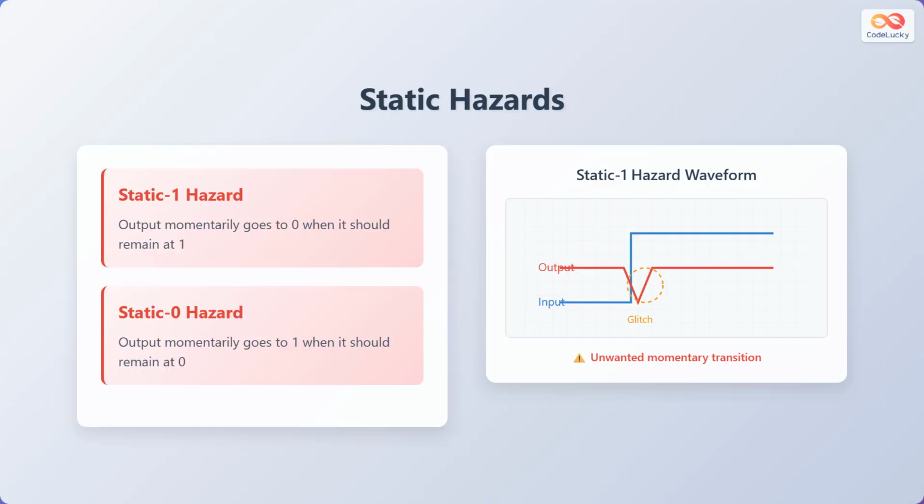Now, let's discuss static hazards in more detail. There are two types of static hazards: static one hazard and static zero hazard. A static one hazard occurs when the output momentarily goes to zero, but it should actually remain at 1. Conversely, a static zero hazard occurs when the output momentarily goes to 1, when it should actually remain at 0. The waveform diagram shows a static one hazard. Notice how the output briefly dips to a low value when it should remain high. These unwanted momentary transitions are the key characteristic of static hazards.